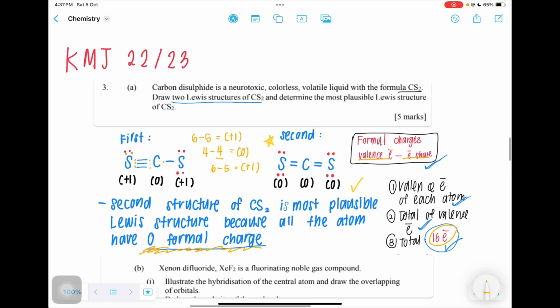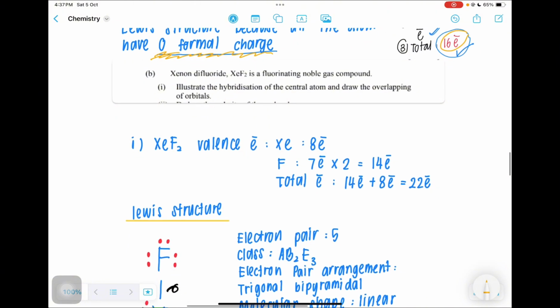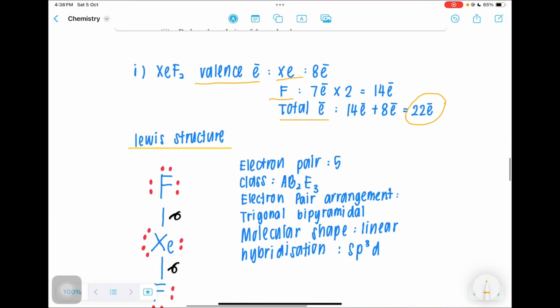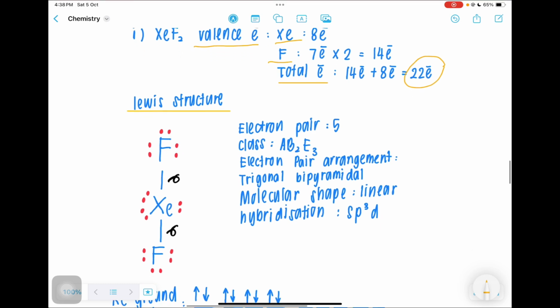So for the second question, xenon difluoride is a fluorinating noble gas compound. First, illustrate the hybridization of the central atom and draw the overlapping of the orbitals. First, we calculate the valence electrons for xenon and fluorine, and then total the valence electrons, and we get 22 valence electrons.